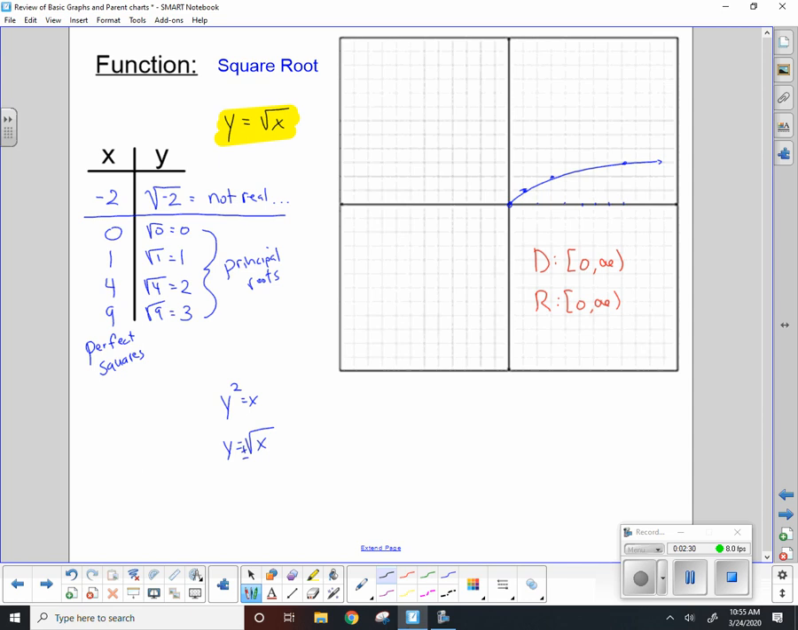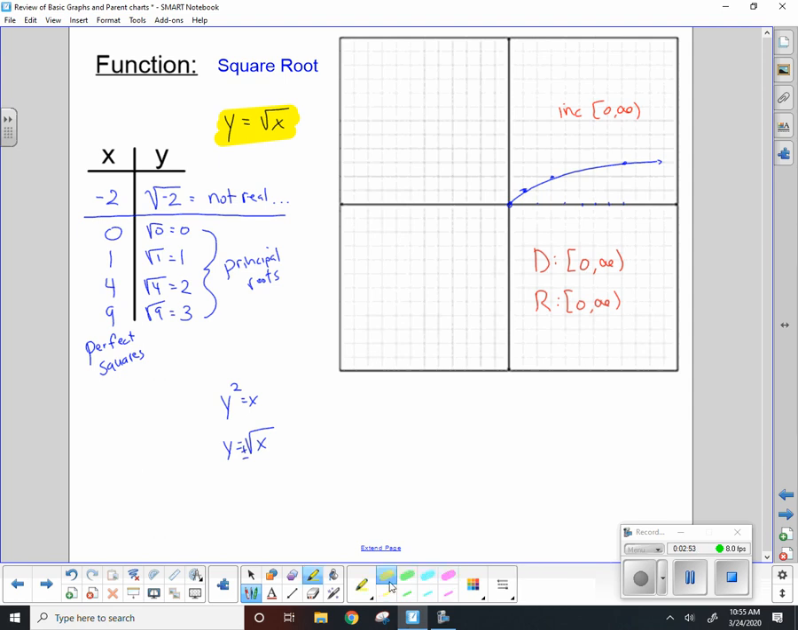It's not going to have any sort of symmetry. It doesn't reflect over the x or the y-axis. So it's not even, it's not odd. It doesn't have any symmetry. We can see that it is increasing over its domain from 0 to infinity. And let's see, that's about it. Okay, so let's move on.